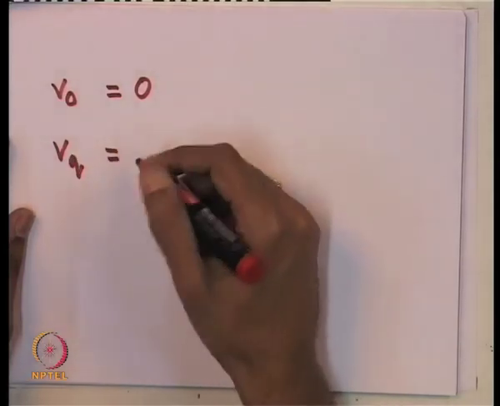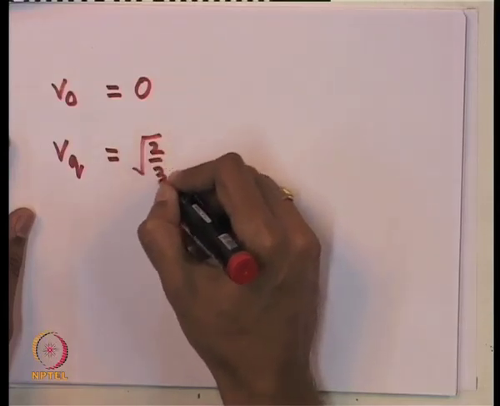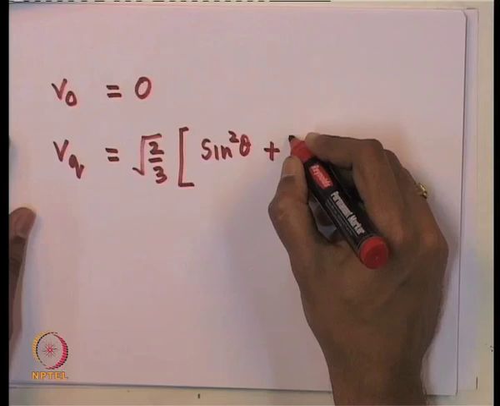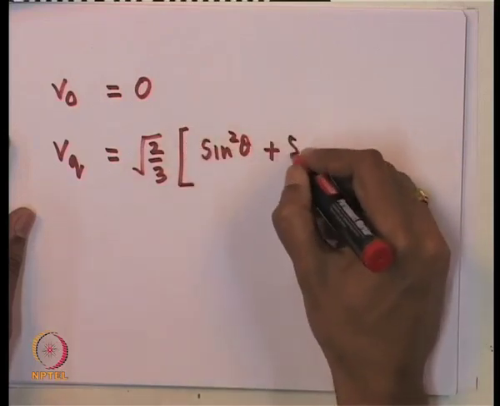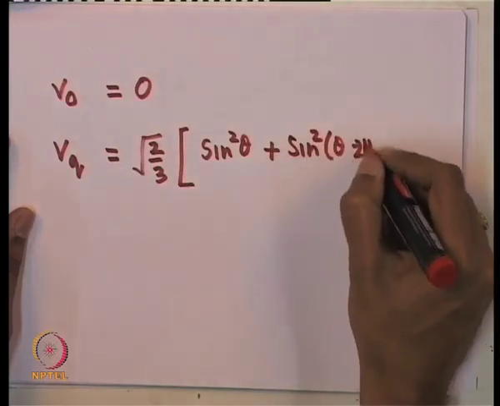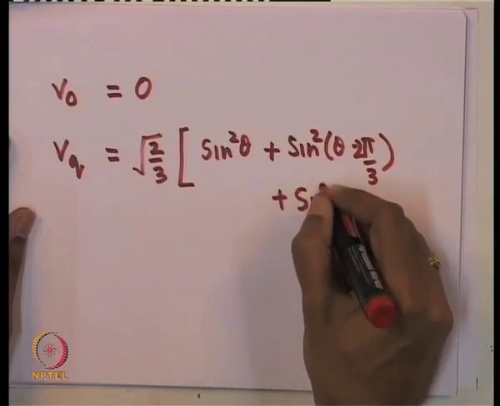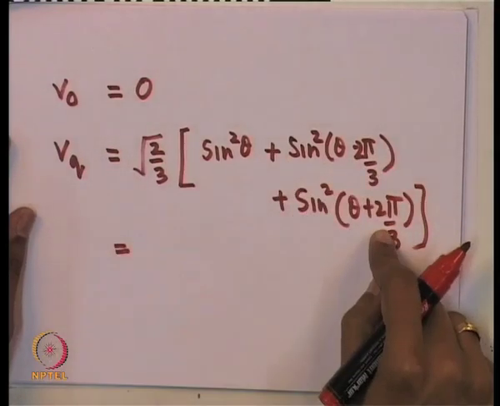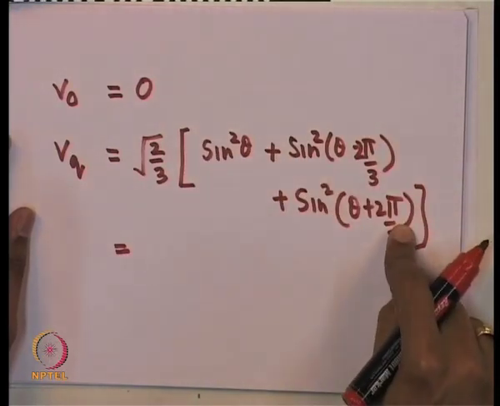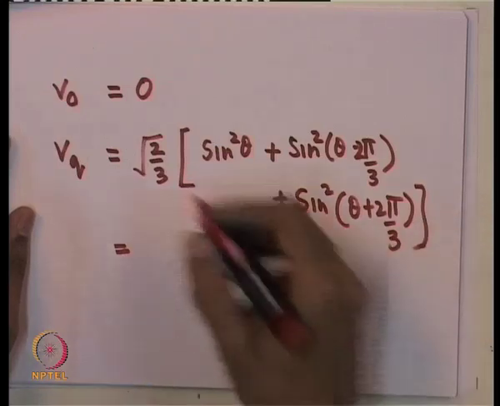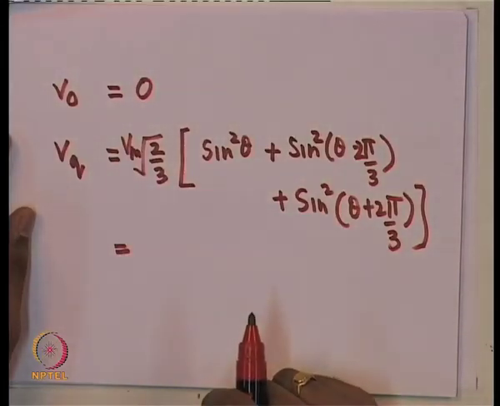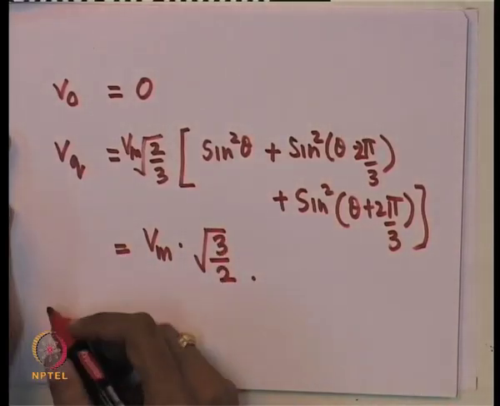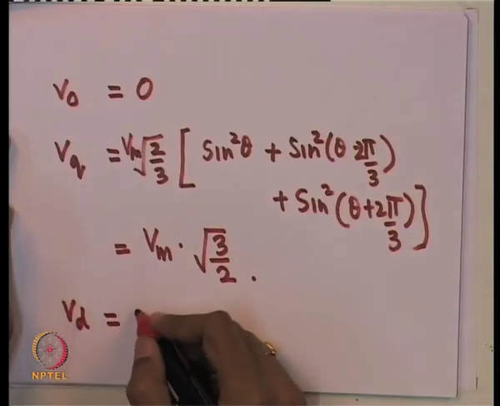V q will be equal to root 2 by 3 into sin square theta plus, so it will be V m, sin square theta plus sin square theta minus 2 pi by 3 plus sin square theta plus 2 pi by 3. Remember, there is an identity which we discussed some time back, this sum of these three terms is actually 3 by 2. So, this is a trigonometric identity, there is, of course, a multiplication factor of V m here. So, we will have V m into root 3 by 2, and it is easy to show that V d will come out to be equal to 0.